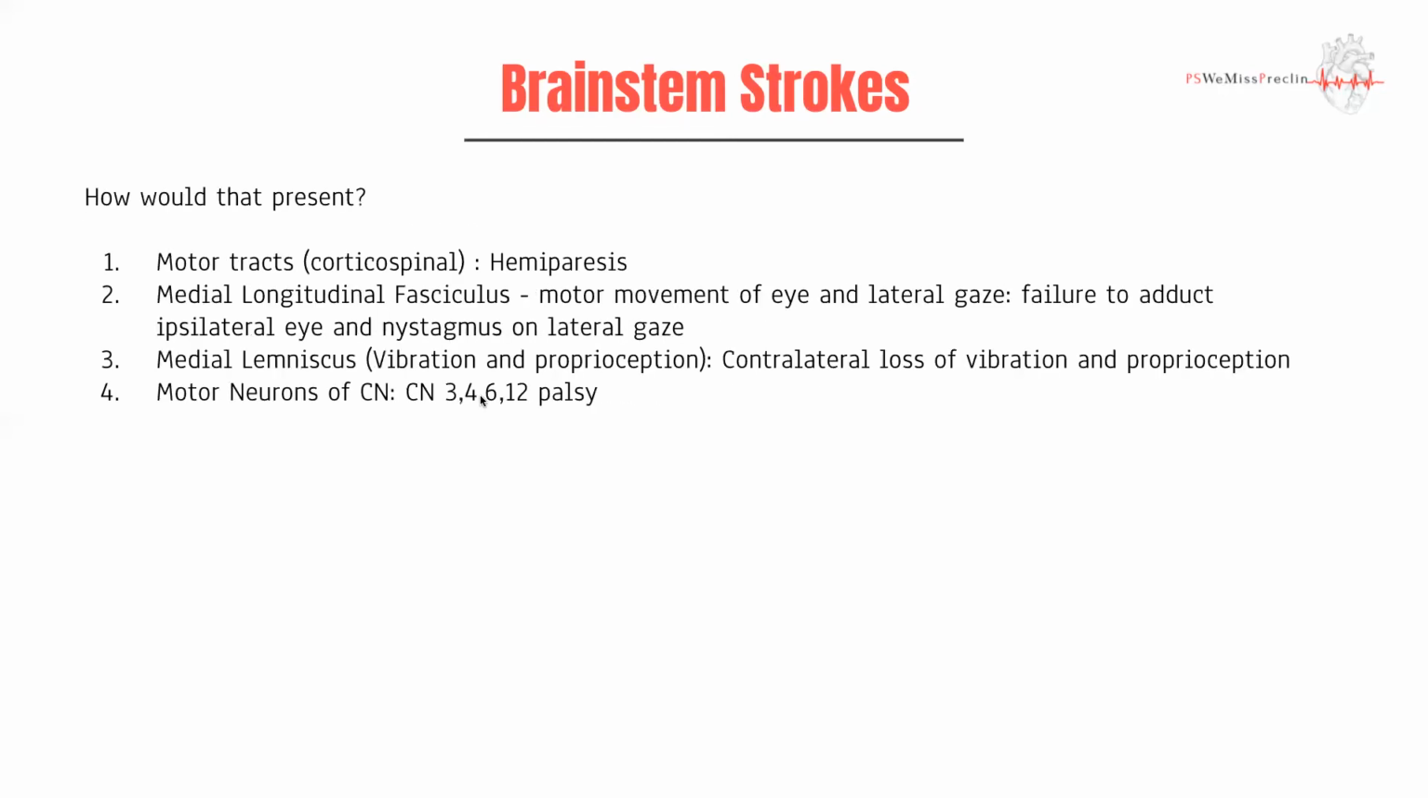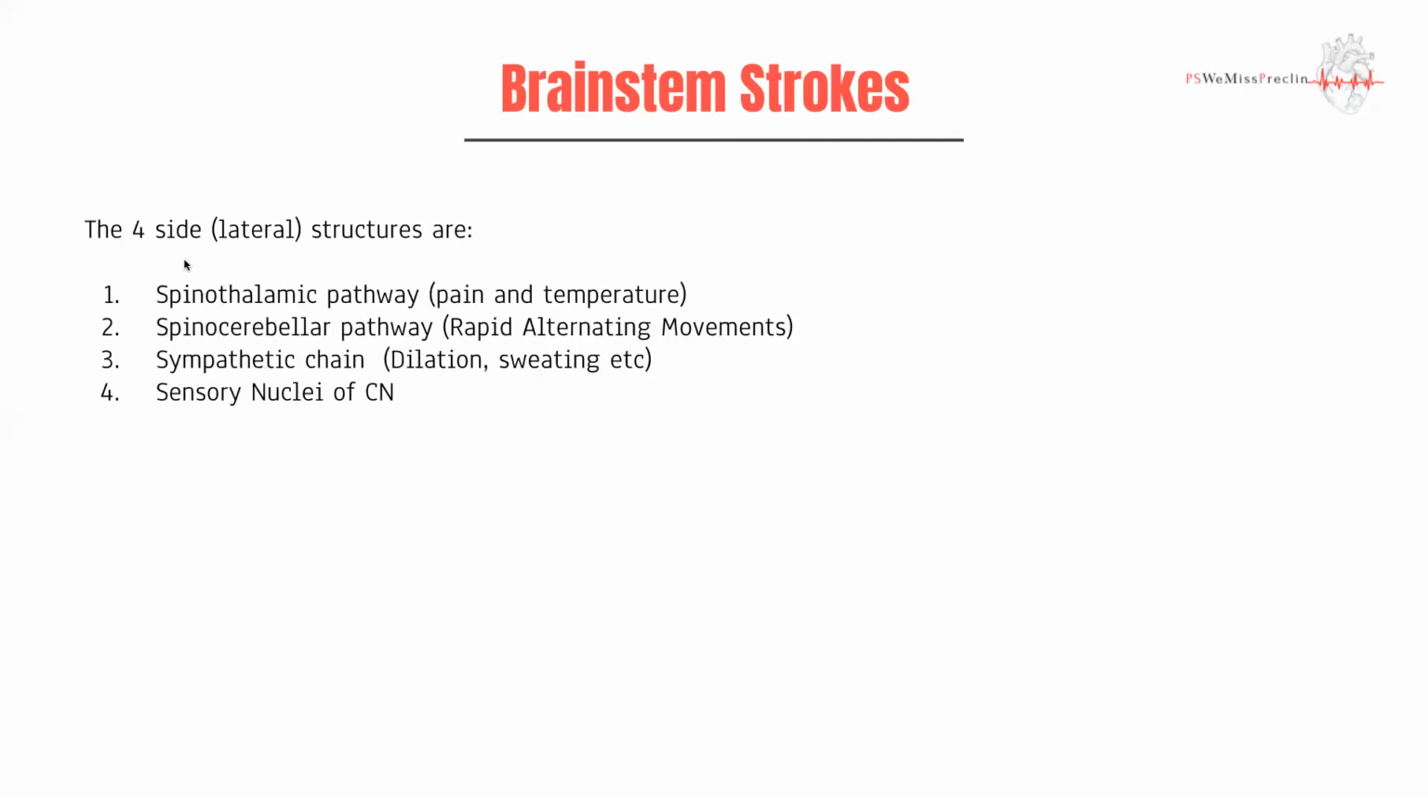The ones that are really important to know, in my opinion, from this: you need to know 1, you need to know that the motor tracts are medial. You need to know that the motor neurons of the cranial nerves are medial. If you don't know 2 and 3, I'm sure you can still figure out where the stroke is, but know 1 and 4.